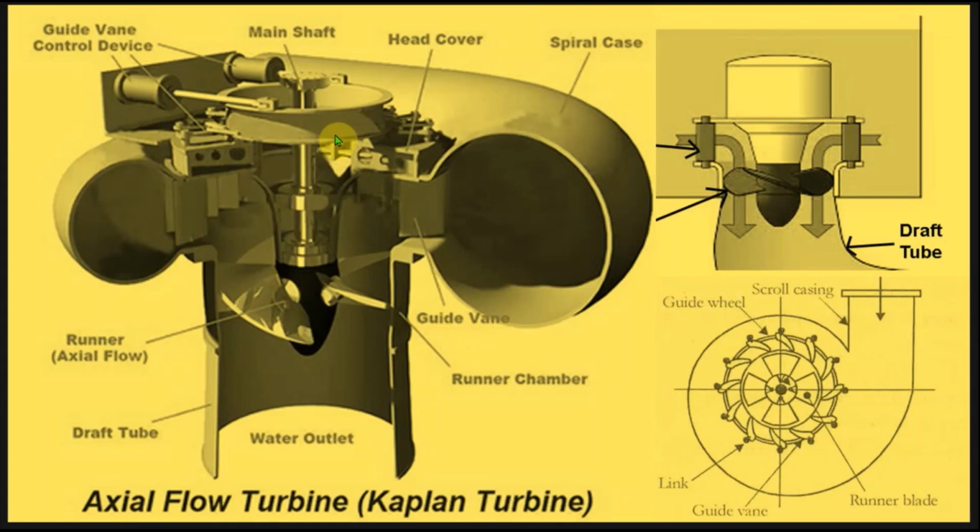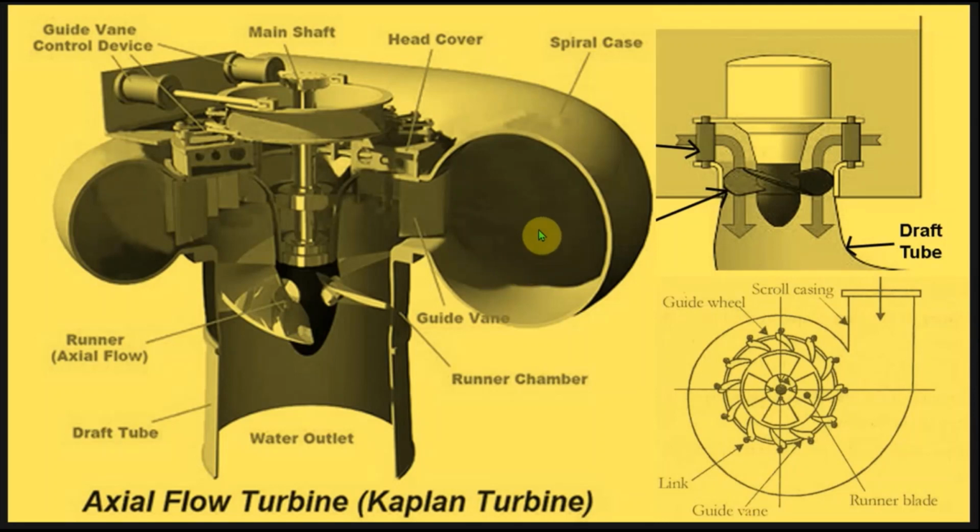Consider this sectional view of the Kaplan turbine, which is an axial flow reaction turbine. That means the flow of water through the turbine runner is axial, parallel to the axis of the runner shaft. We are already familiar with this kind of casing, which is a scroll casing or volute casing. We have seen this kind of casing in Francis turbine. Remember, Francis turbine is an inward radial flow reaction turbine.